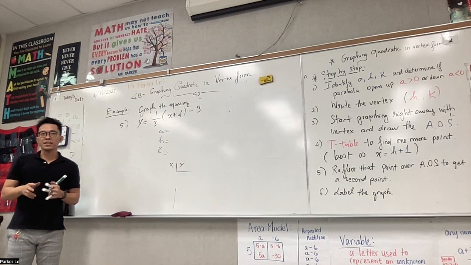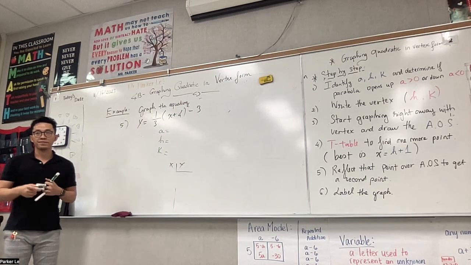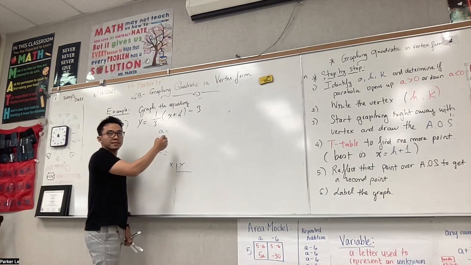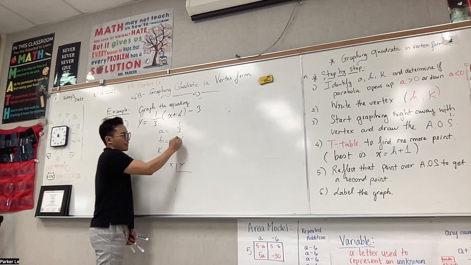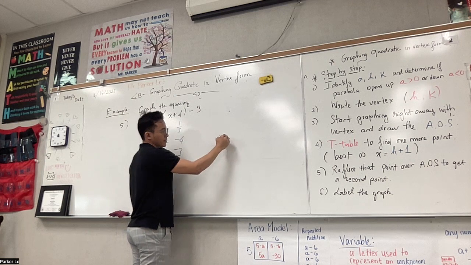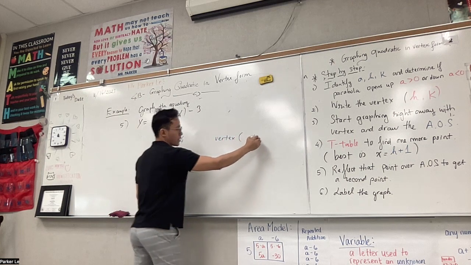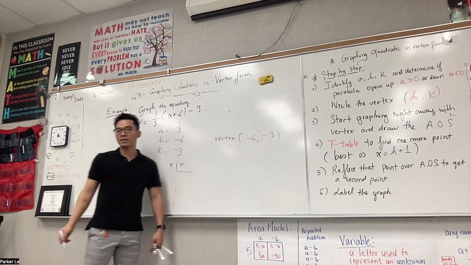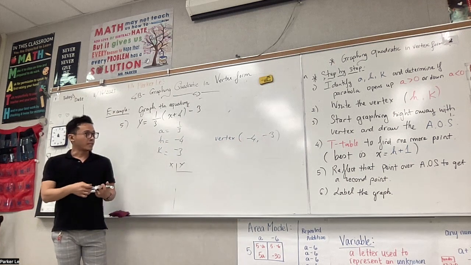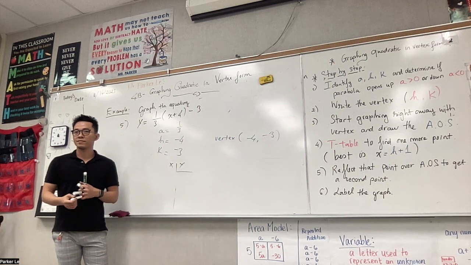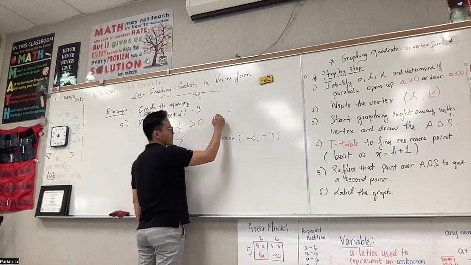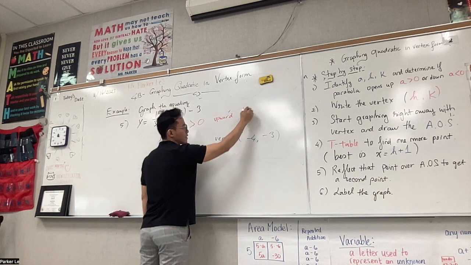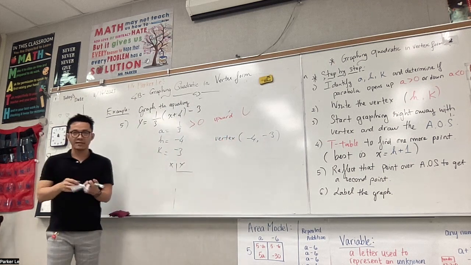What is A? What is H? And what is K? Ramon? H is? K is? Very good. Ramon, what is the vertex? Very good. 1 mark for Ramon. Is it up and down or up and up? Up, because positive. Good. Let's give it another point.